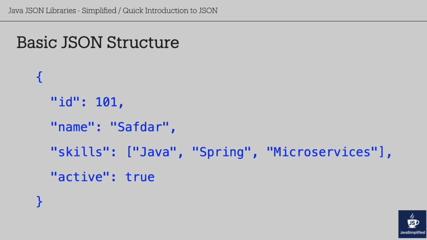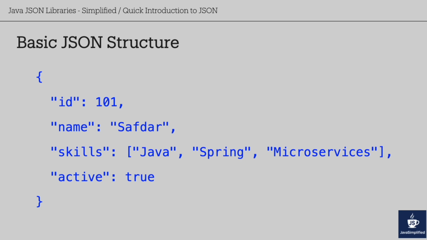Now let's look at how JSON actually looks. JSON is built using key-value pairs, as you can see on your screen. On the left side we have keys, which are always strings. On the right side we have values, which can be different data types.